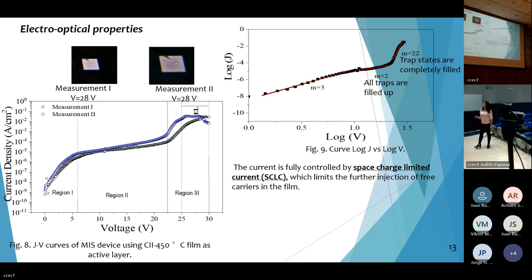this ratio, all traps are filled. When the current increases, all traps are completely filled. Then the current is fully controlled by the space charge limited current that limits the future injection of the carriers in the film. Then the property of this mechanism is that the electrical properties of the active film depend on the device properties.